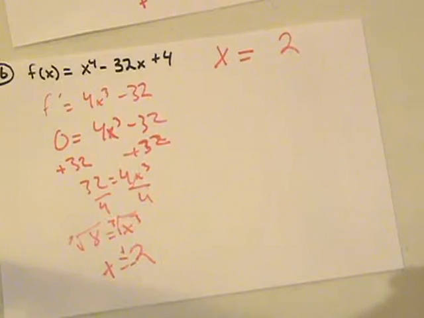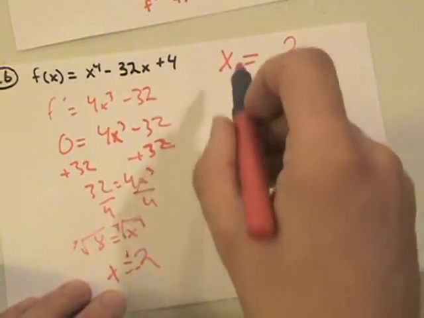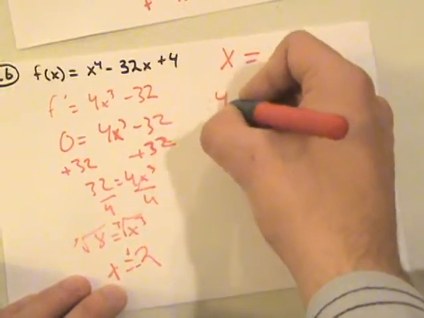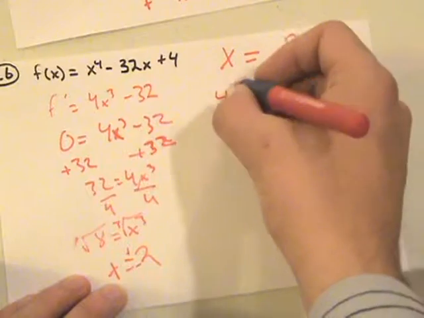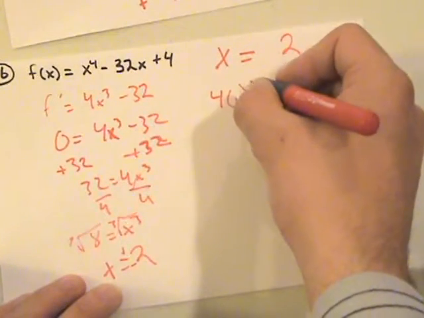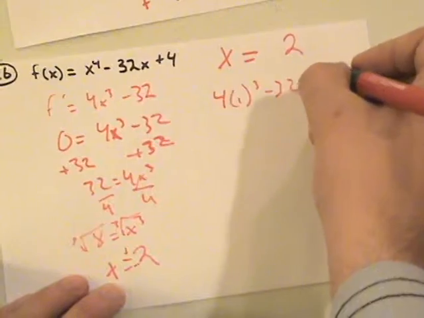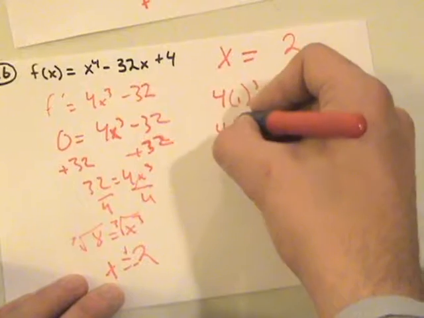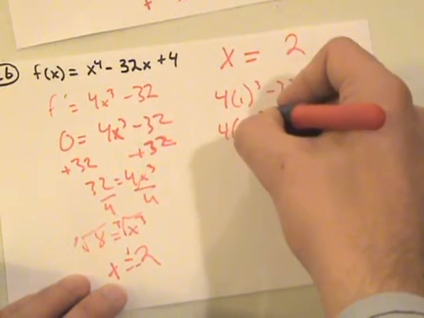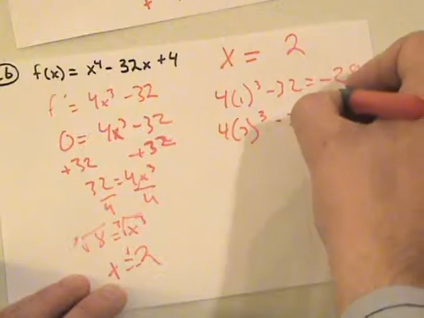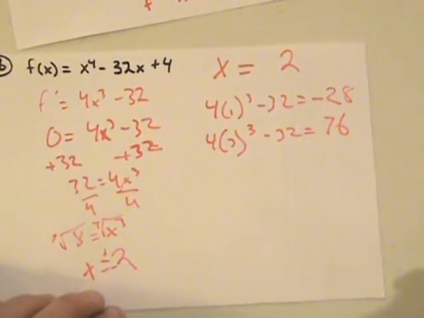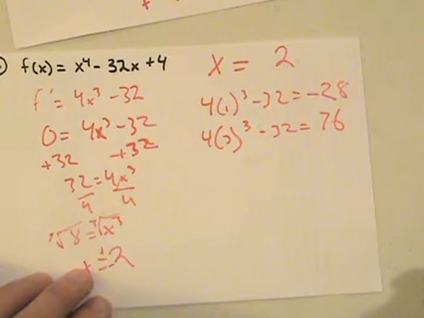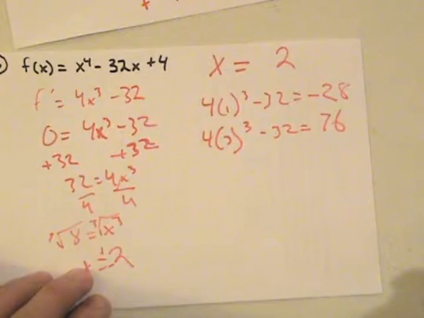So now we're going to plug values on each side to figure it out. So we'll plug in 1, and we're always plugging into the first derivative. And we get negative 28. Plug in on the right, and let's do 3. And we get 76. So we have negative on the left, positive on the right.